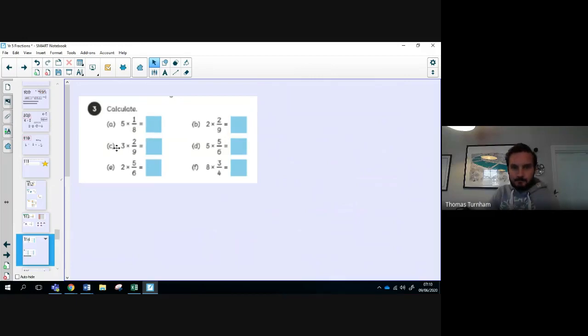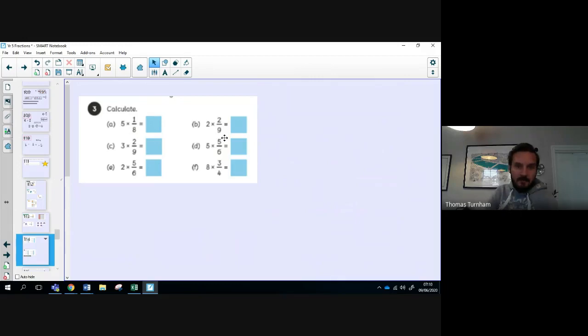Question C. 3 times 2 is 6. So my answer is 6/9. Again, this is still a proper fraction, 6/9. This time, 6 is in the 3 times table and 9 is in the 3 times table. So I know that I could divide 6 by 3 to get 2. I could divide 9 by 3 to get 3. So I could change this to 2/3. I could simplify it to 2/3.